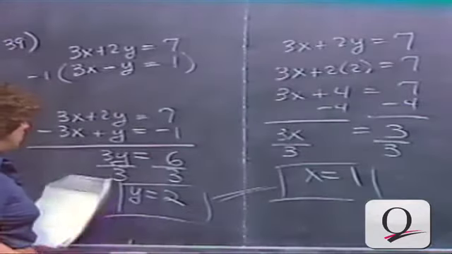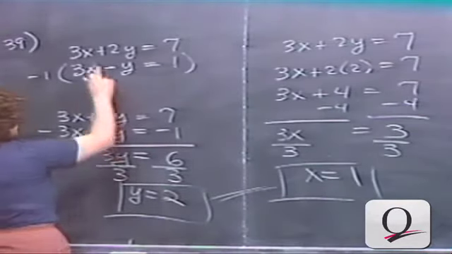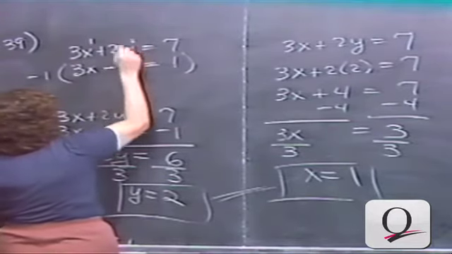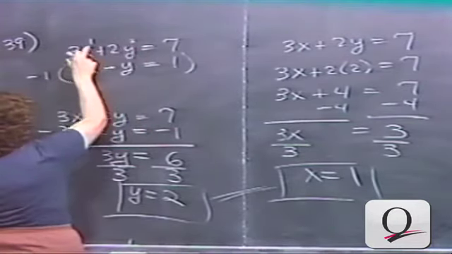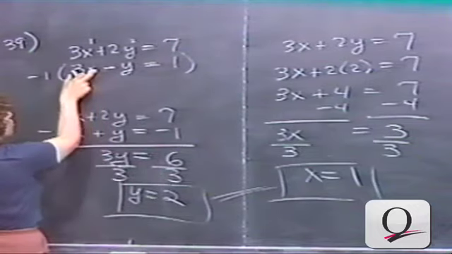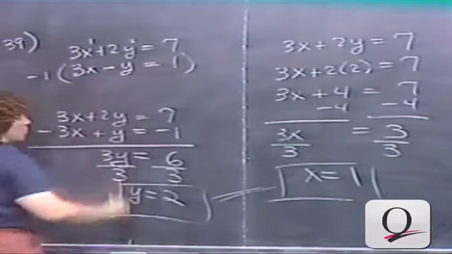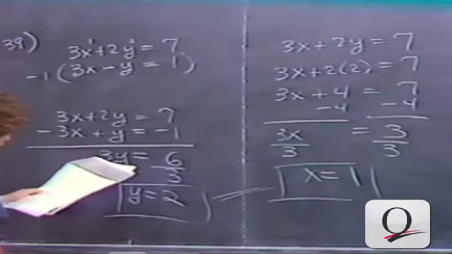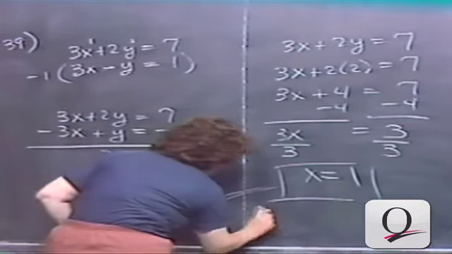And we can check this by substituting back into the equations. X is 1 and y is 2. We would get 4 plus 3 is 7. And here, 3 minus 2 equals 1. So it does check. This combination, x equals 1 and y equals 2, is choice B.